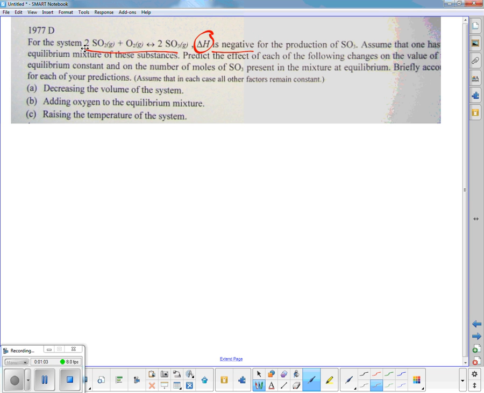So I'm going to rewrite this because I want to see it a little bigger. And I want to put delta H in there so I know where it's at. If delta H is negative, then I'm going to have heat on this side, right? If it's negative, it goes on the product side because it's giving off, it's exothermic. If it's positive, I put it on the reactant side because I have to put it in.